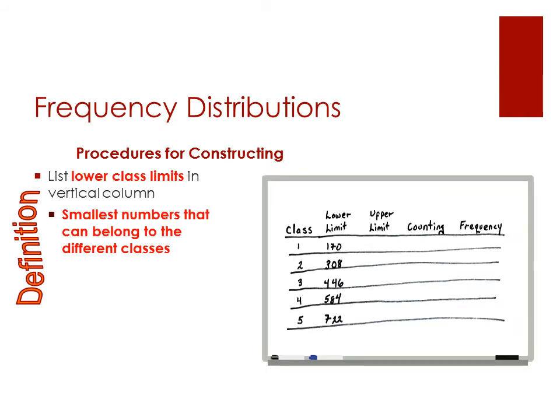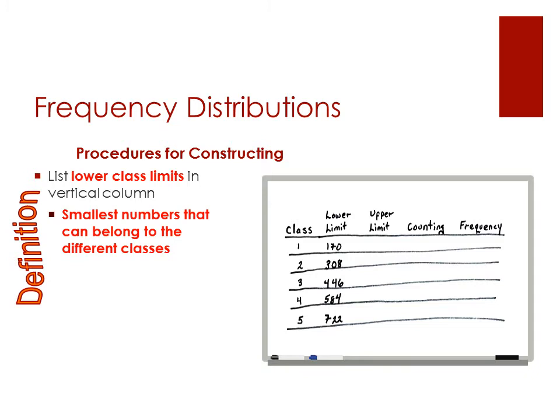And then we're going to put this into the frequency distribution, the chart that we're in the process of constructing. So here we can see on the right hand side the lower class limits listed in the vertical column, and they are the smallest numbers that can belong to each of the different classes.